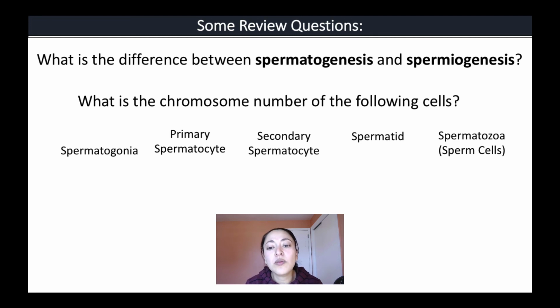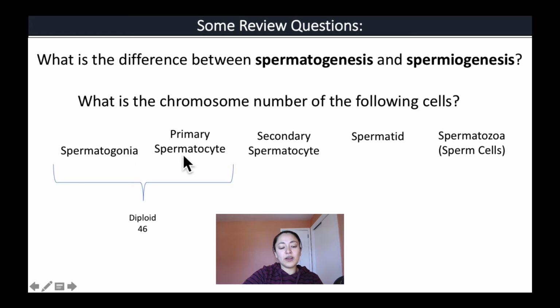What is the chromosome number of the following cells? So these cells are listed in order of spermatogenesis. How many chromosomes are in each one? You can summarize it simply as the first 2 here are diploid, have 46 chromosomes, because spermatogonia produce primary spermatocytes through mitosis. The rest will be haploid and only have 23 chromosomes.